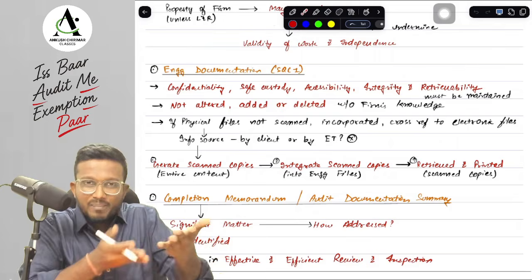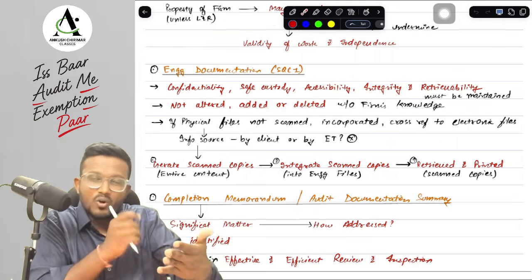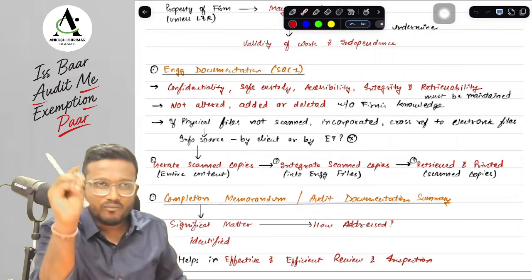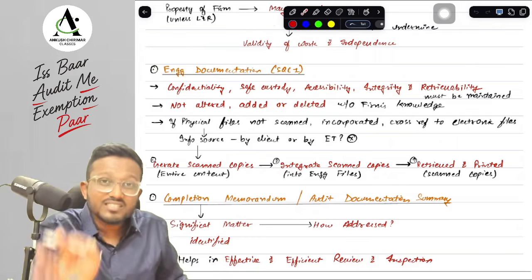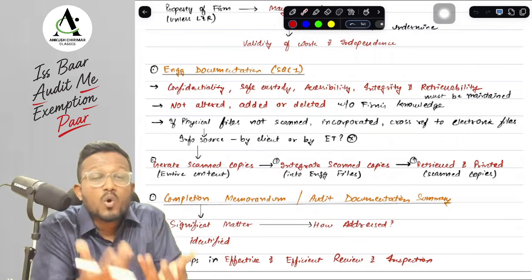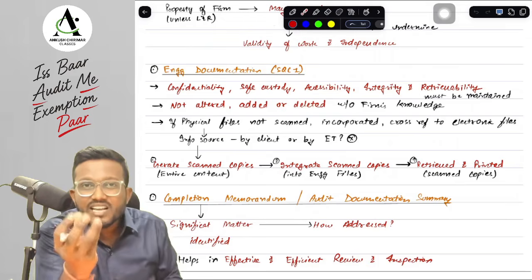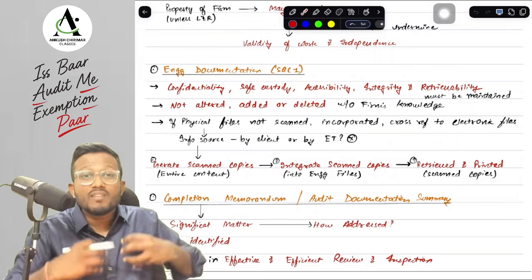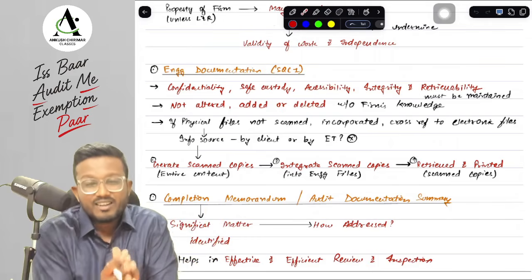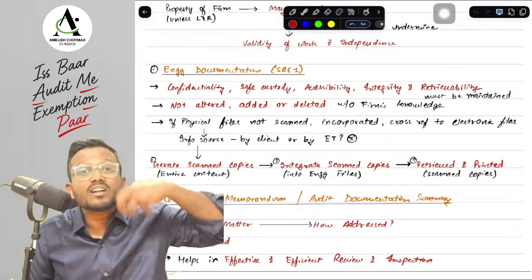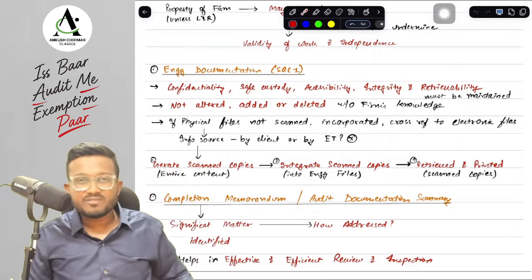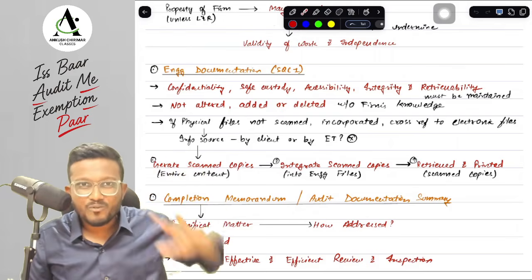Scanning means a paper is there and you are just clicking a photo and pasting it in the electronic file folder that is there in your computer. This is not being done. If this is not being done, then we will not be able to know what the source of the information was, whether the information originated from the client or whether we were the ones who originated that information. Why is it important, sir? Because if the information source is the client, then we cannot trust that information fully, because we need to question the client, as we have studied in professional skepticism.